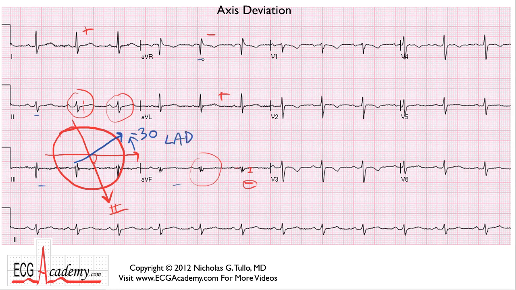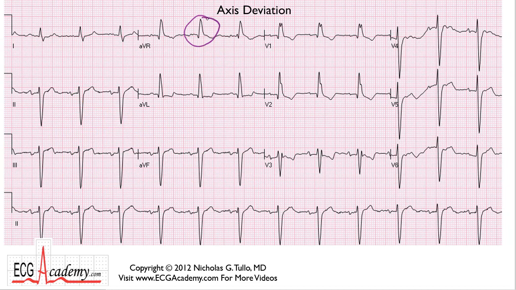Notice, however, that AVR is still negative. Where is AVR located? Well, AVR is 30 degrees above the horizontal going in this other direction. And for the most part, the QRS complex should always be negative in AVR unless the axis is minus 60 degrees or better. If you see a positive QRS complex in AVR, then you're clearly dealing with axis deviation. I'll show you a few more examples of this.